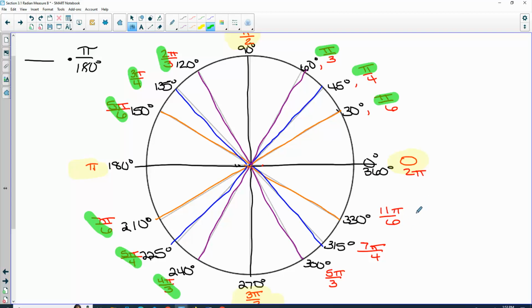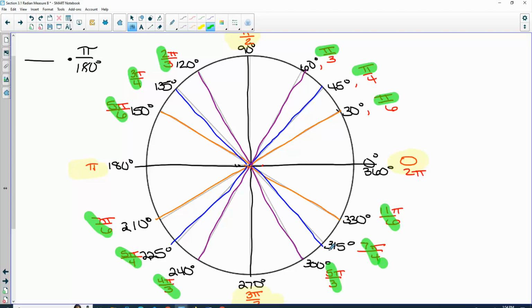Fourth quadrant, it's a little less obvious. 11 and 6, 7 and 4, 5 and 3. You see what it would be? To get those, your reference angle is 2 pi minus each of those. So it's double the bottom minus 1. 6 times 2 is 12, minus 1 is 11. 4 times 2 is 8, minus 1 is 7. 3 times 2 is 6, minus 1 is 5. So there's a lot of patterns.